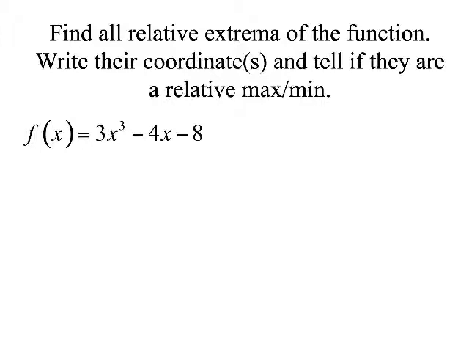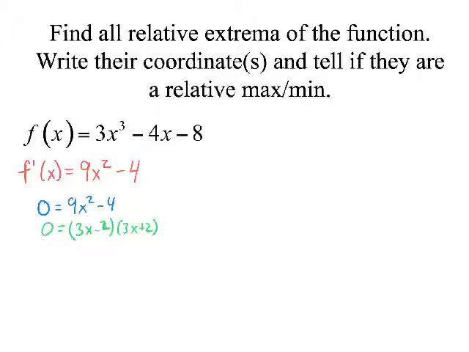To find critical numbers, we have to find where these slopes are 0, or the derivative equals 0. So first step is we find the derivative, which would be 9x squared minus 4. Then we want to know where that equals 0. Where that equals 0 are critical numbers. Now if I factor 9x squared minus 4, you hopefully know that's 3x minus 2 and 3x plus 2. Now I set each factor equal to 0, and those will be my critical numbers.